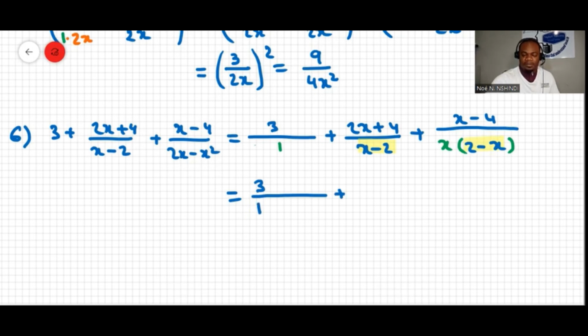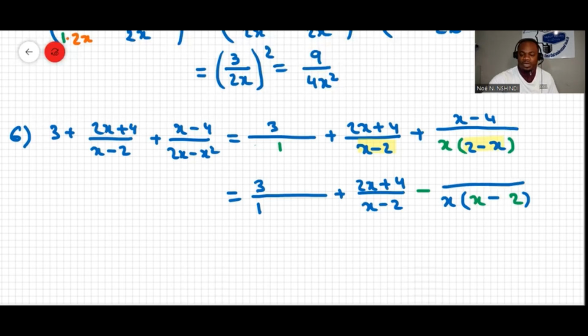So it will be like this one there, this one there, plus (2x plus 4) over (x minus 2). And then over here, the positive sign will become negative if I do this, with x factor of x minus 2. If I switch the terms 2 and x, all under x minus 4. Now check this out.